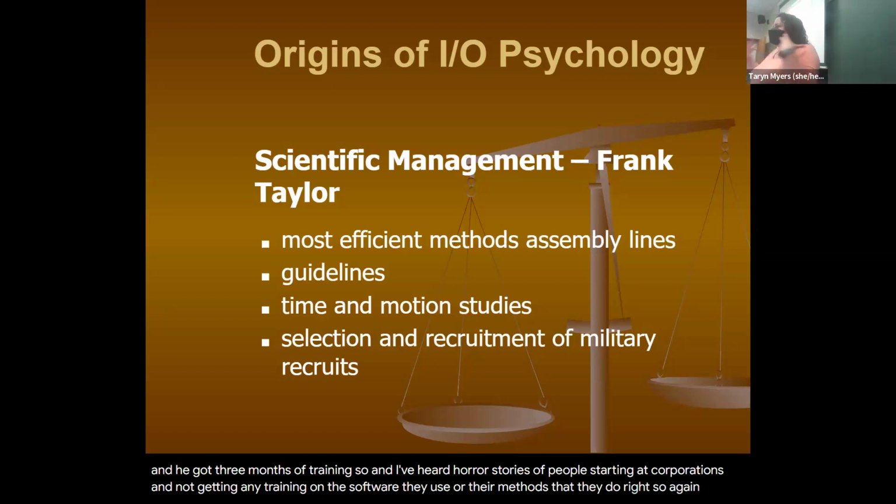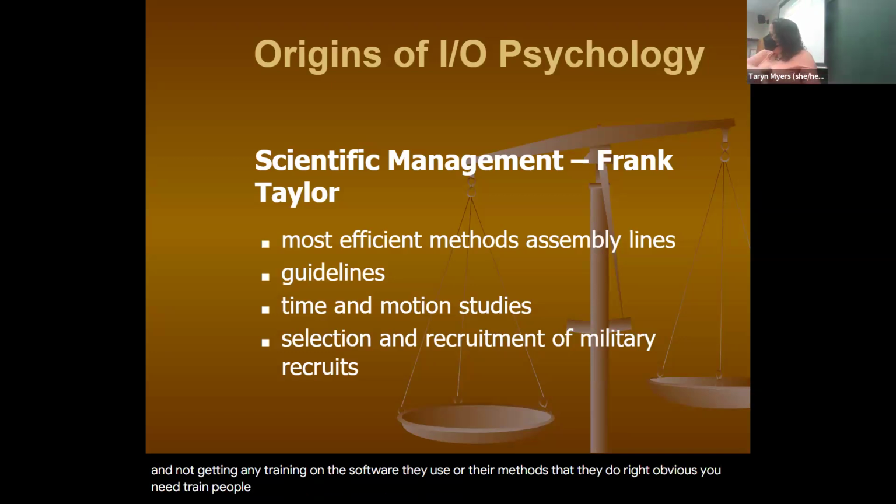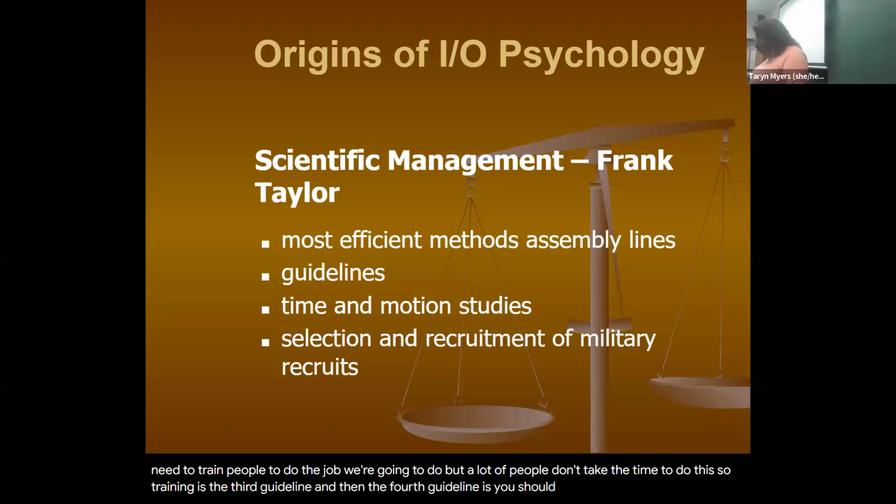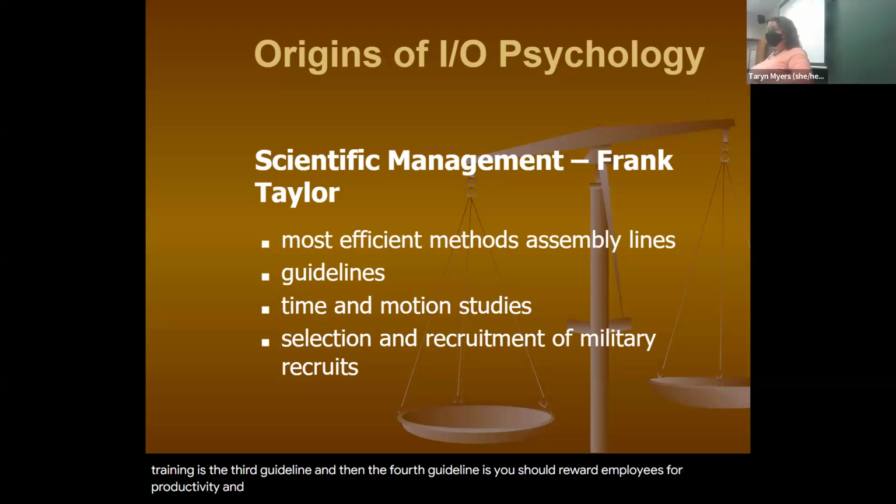So again, this seems really obvious. You need to train people to do the job we're gonna do. But a lot of people don't take the time to do this. So training is the third guideline, and then the fourth guideline is you should reward employees for productivity. And that would increase high levels of performance. So maybe they get bonuses if they're very productive.